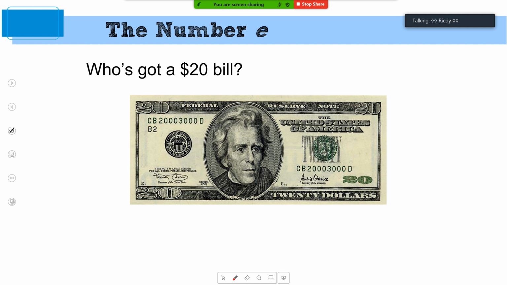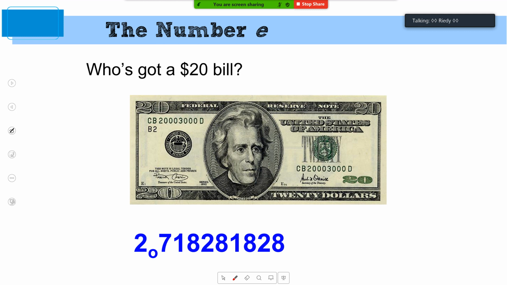Okay, so this $20 bill will help you remember what e is equal to. First of all, that's a $20 bill. Jackson was the 7th president of the United States. John, do you happen to know what year he was elected? Would that be like 1832? Not bad. 1828. He ran for 2 terms.